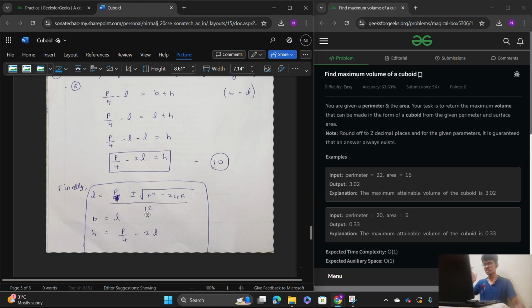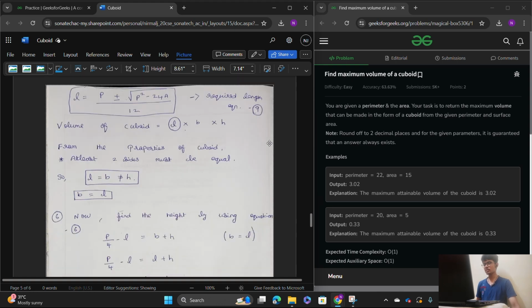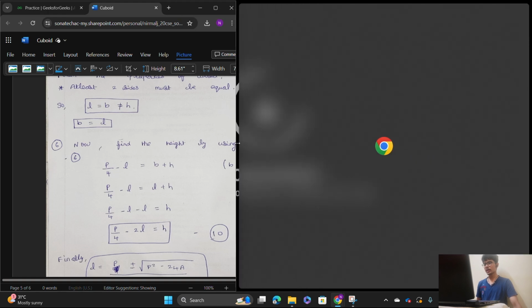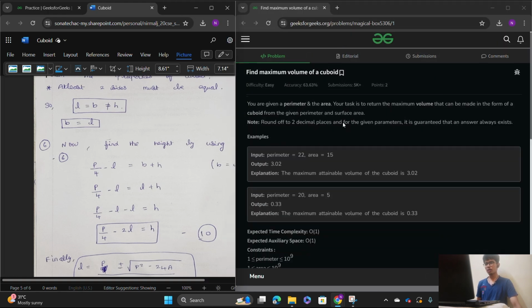Okay, this is full of mathematics, so it will be something hard to understand, but try to work it on your own and try to find out the answer. Okay, so now I'm going to move on to my coding part.